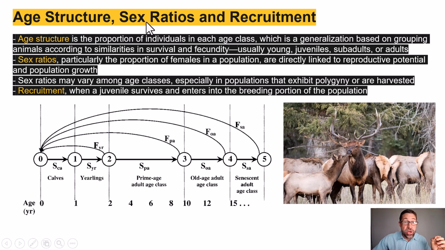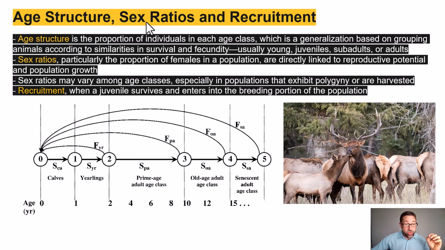Sex ratios are also very important. That's the proportion of males to females within the herd. We really focus on females when we're thinking about population ecology because females are the ones with the reproductive potential. They're the ones that are contributing to population growth. If you remember my case study on black bears, we built female-only black bear matrix population models.